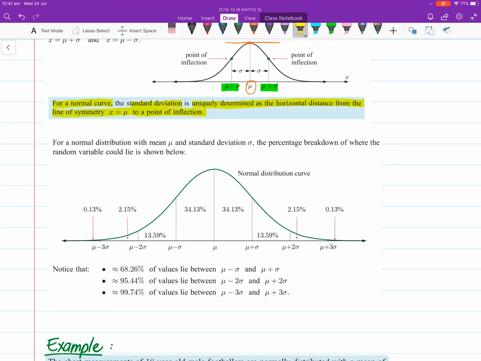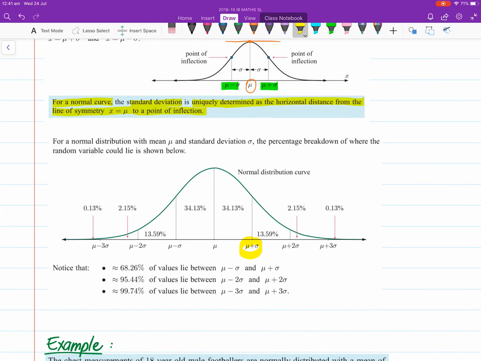So here's the breakdown. Within one standard deviation, one sigma above the average or one below, mu minus sigma, all the people in here make up about 34.13% of, say, the whole population that you've surveyed. And remember, it's symmetrical, so this side is the same. Altogether it is roughly 68.26%, and it lies between mu minus sigma and mu plus sigma.